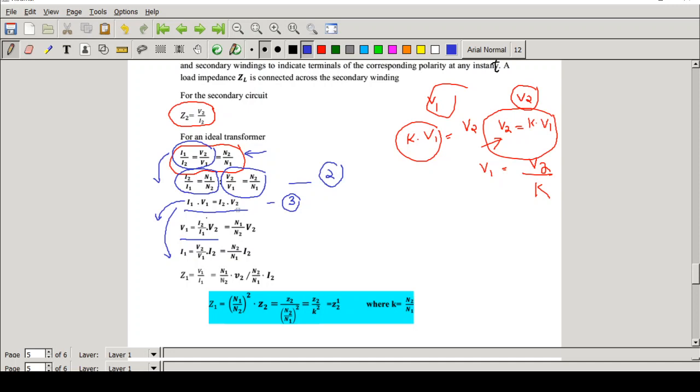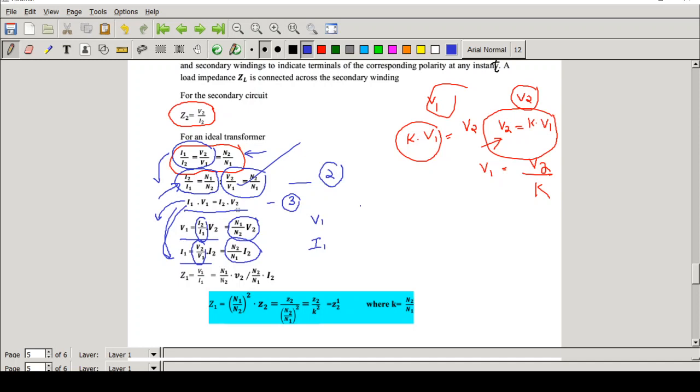V1 I will get as I2 by I1 into V2. Now instead of this I2 by I1, I will take it from the equation I2 by I1 is equal to N1 by N2. I replaced I2 by I1 with N1 by N2. Similarly, I got the expression for I1: I1 is equal to V2 by V1 into I2. Again, I am going to replace V2 by V1. From here it is N2 by N1. So basically, I got the expressions for V1 and I1 in terms of the number of turns.